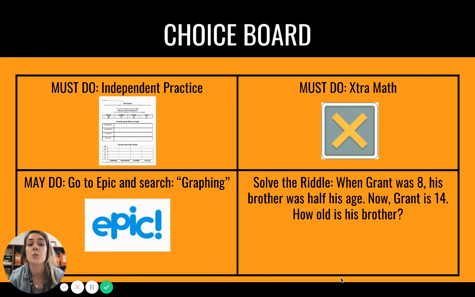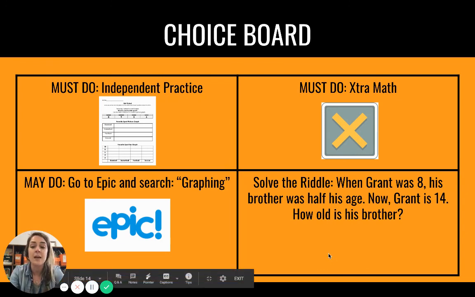So the riddle is, when Grant was 8, his brother was half his age. Now Grant is 14. How old is his brother? Riddles are just a fun little brain stretch. It's always important to work out your brain, and riddles are a great way to do that. So I hope you have fun.